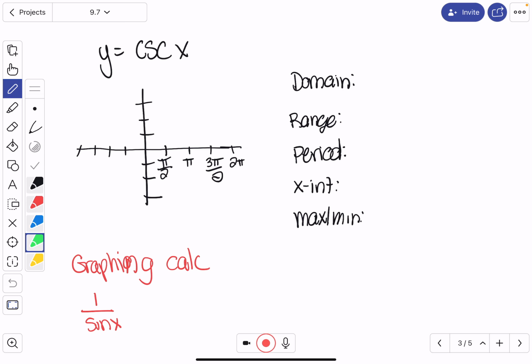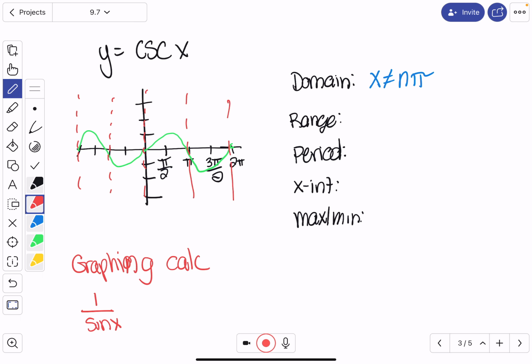So let's look at cosecant. Cosecant has a domain where x cannot equal n pi. So if I draw the sine graph, it went like this. Each place where you had that y-intercept is going to be an asymptote, just like before. Range is just like secant, negative infinity to negative 1 and 1 to infinity. Period's 2 pi because it's the same function. No x-intercepts, no max or min.